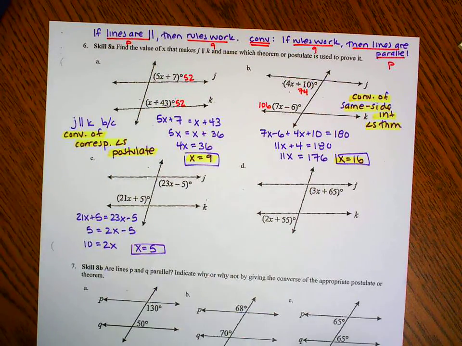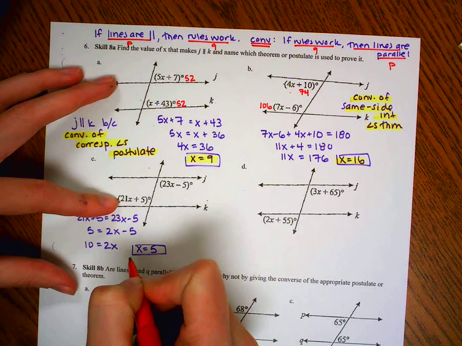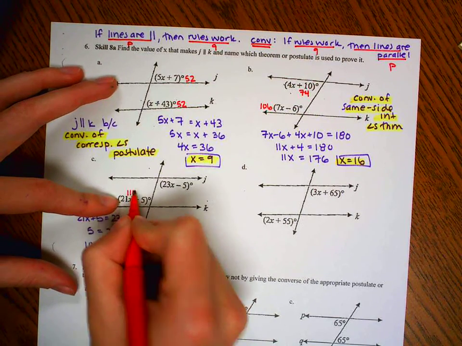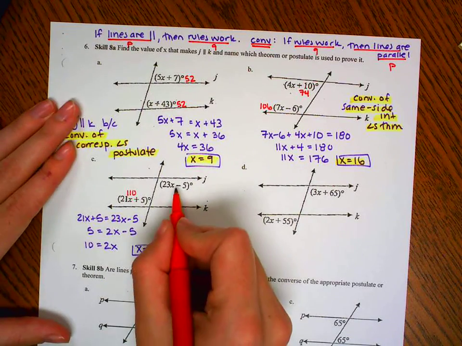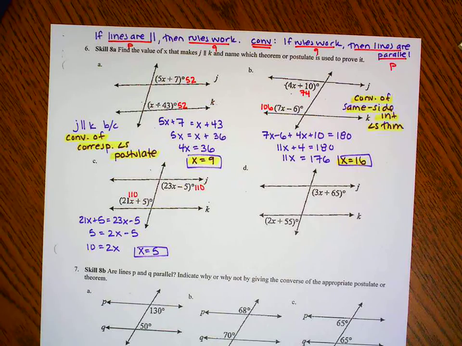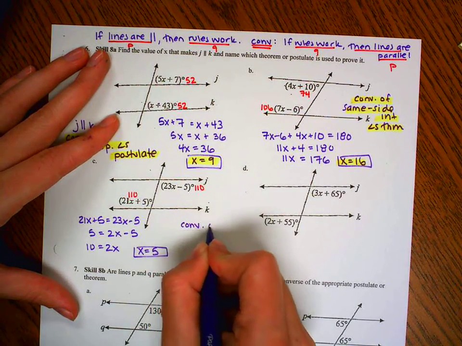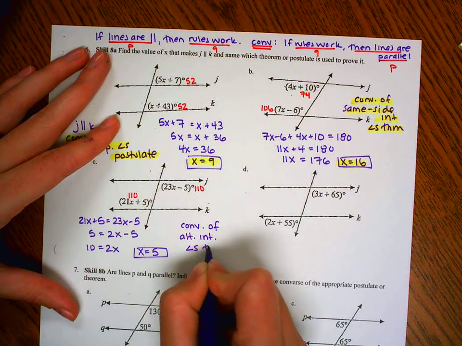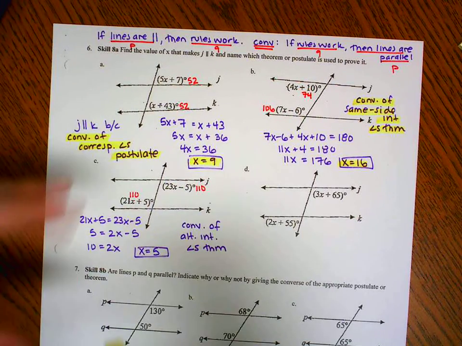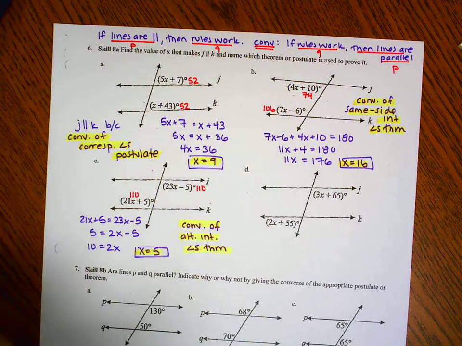But now I need to justify my response. Remember, if this is 5, then I can plug in 5 here. 5 times 21 is 105, plus 5 is 110. 23 times 5 is 115. 115 minus 5 is 110. Good, my angles are congruent. So my lines are parallel because of the converse of the alternate interior angles theorem. Fantastic.